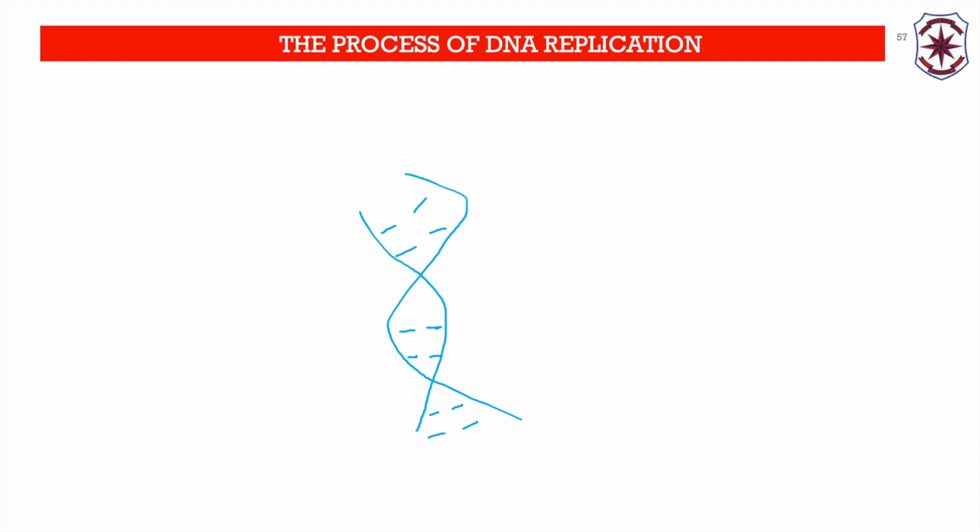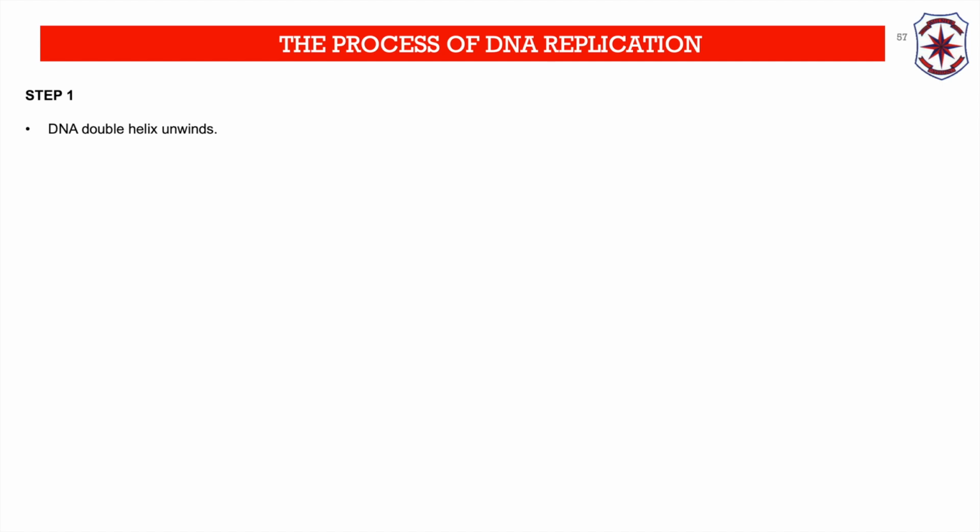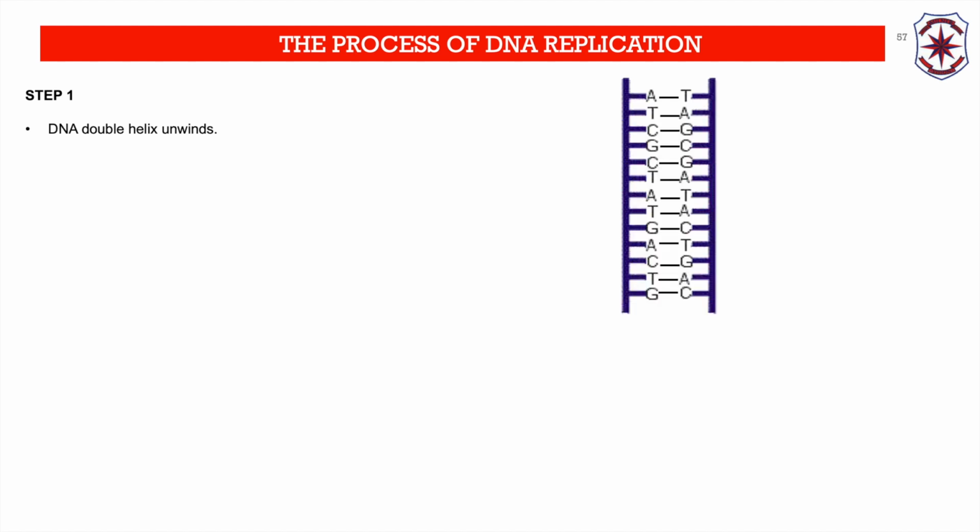So step number one, the very first step of DNA replication, is that the DNA double helix unwinds. Now, when it unwinds, it will become straight, such as there. DNA double helix unwinds. There it is.